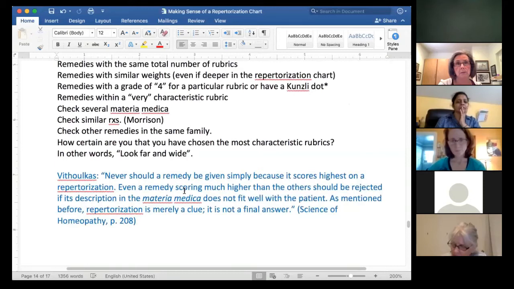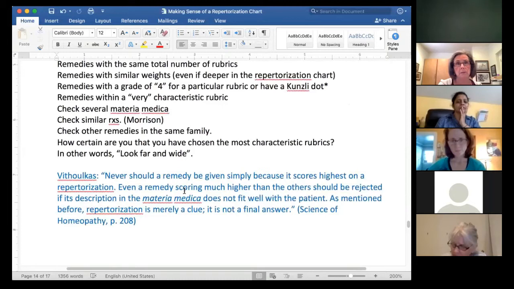So this is something I picked up from Vithoulkas. He says, never should a remedy be given simply because it scores highest on a repertorization. That includes the top 3. Even a remedy scoring much higher than others should be rejected if its description in the materia medica does not fit well with the patient. So you always go back to the materia medica. You don't say, oh well, the repertorization told me it was Nat Mur. You can't do that. You have to go back to the materia medica and say, okay, let's look at Nat Mur. What's the fit between this case and Nat Mur?